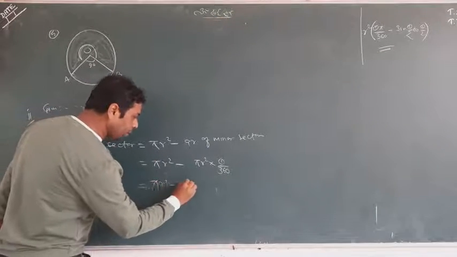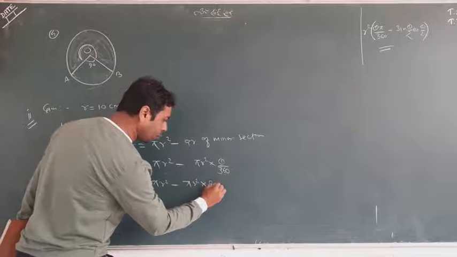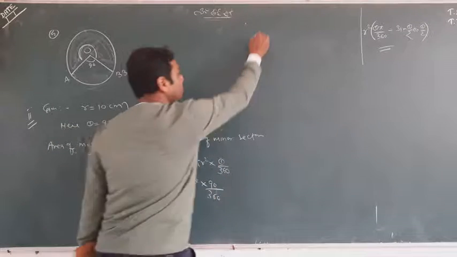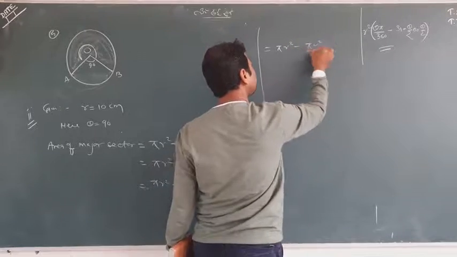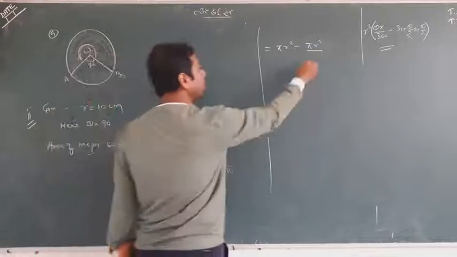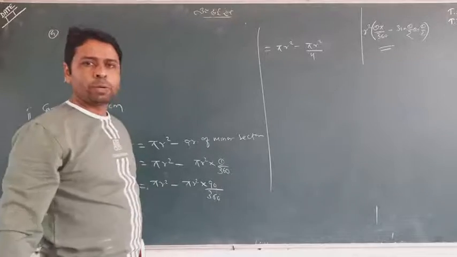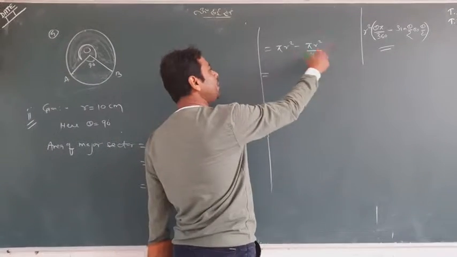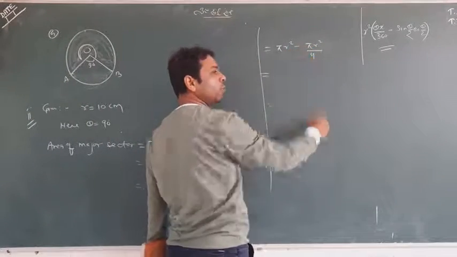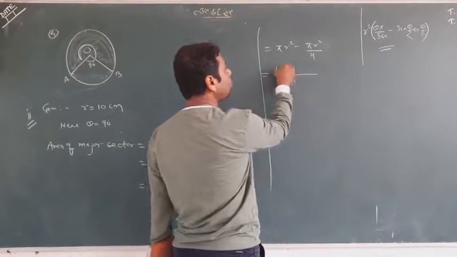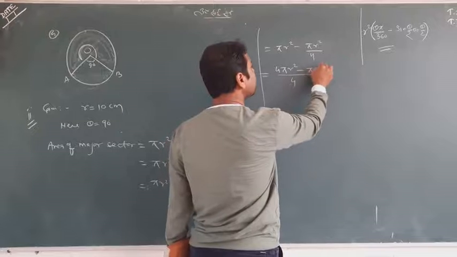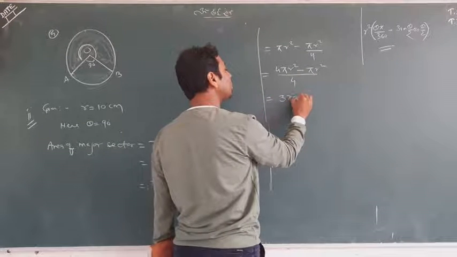Pi r square minus pi r square, theta is equal to 90 upon 360. So what is the answer? Pi r square minus pi r square, theta 90 upon 360 meaning 1 by 4. Don't put the values yet, but can you see both are like terms? So you can take an LCM. So 4 pi r square minus pi r square, which means 3 pi r square.